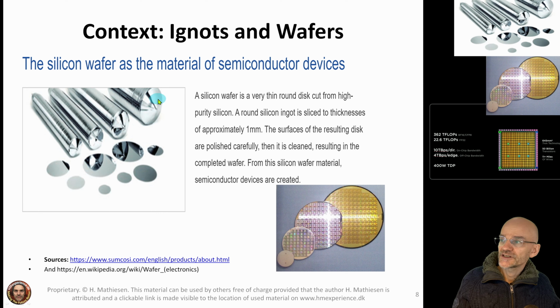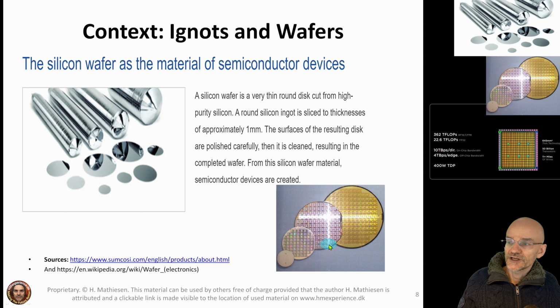And then these ingots are sliced up in thin layers or discs that are shown down here. And they are 1 millimeter thick when they are cut up. And then they are polished, so they'll get less than 1 millimeter thick. And when they are cut and polished, these discs are called wafers. So they go from ingots to wafers. And then these wafers are used to actually produce the integrated circuits on top of.